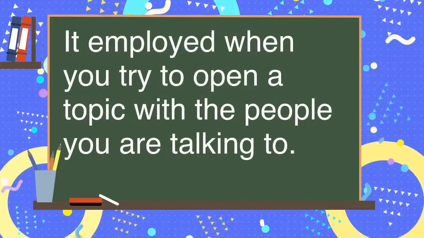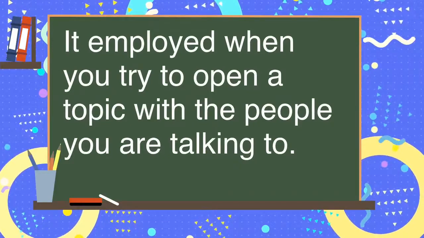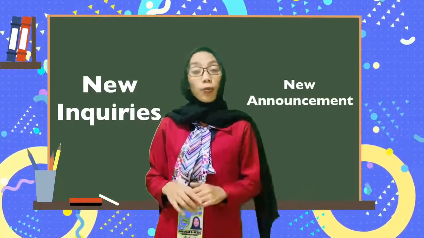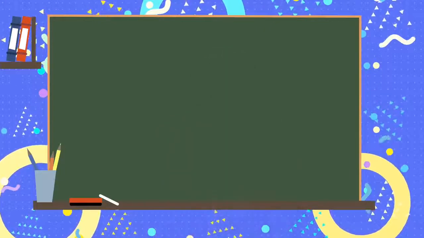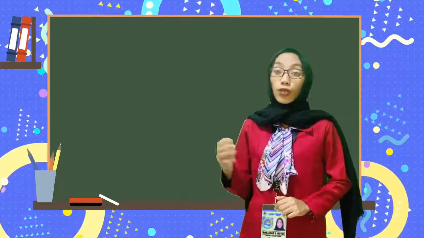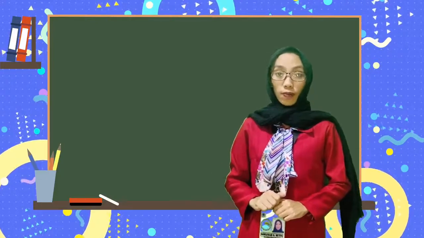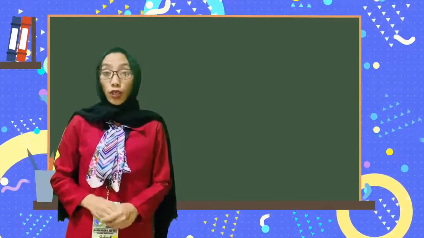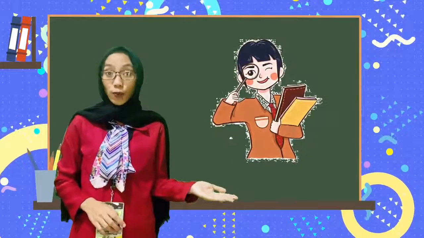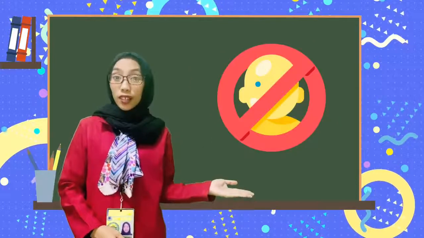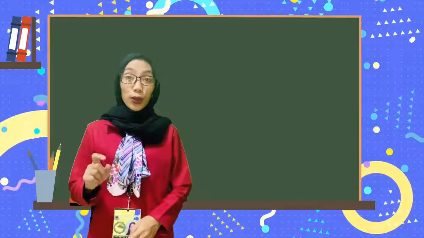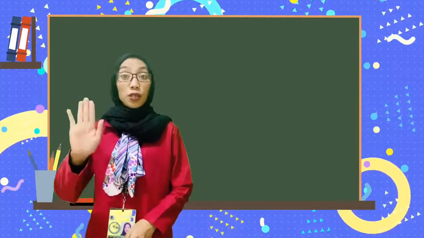It's employed when you try to open a topic with the people you are talking to. You may start off with new inquiries and new announcements as they promise extended talk. This could signal the beginning of a new topic in the conversation. Another example is when you are going to ask information from someone, just like your teacher. Look at this picture. What can you say about it? Okay, you are correct. This may actually mean stop.